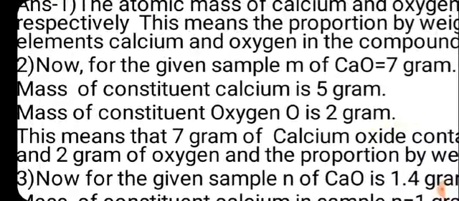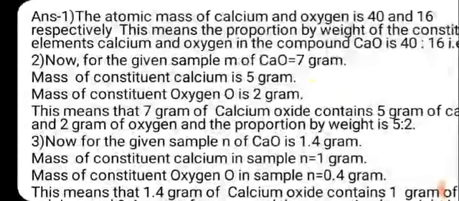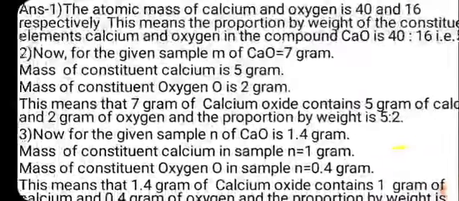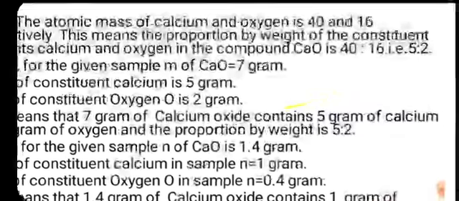Now, for the given sample M of CaO, it is given that it is 7 gram. Mass of constituent calcium is 5 gram and mass of constituent oxygen is 2 gram. Means 7 gram of calcium oxide contains 5 gram of calcium and 2 gram of oxygen, and therefore proportion by weight is 5 is to 2. So is it clear to you?